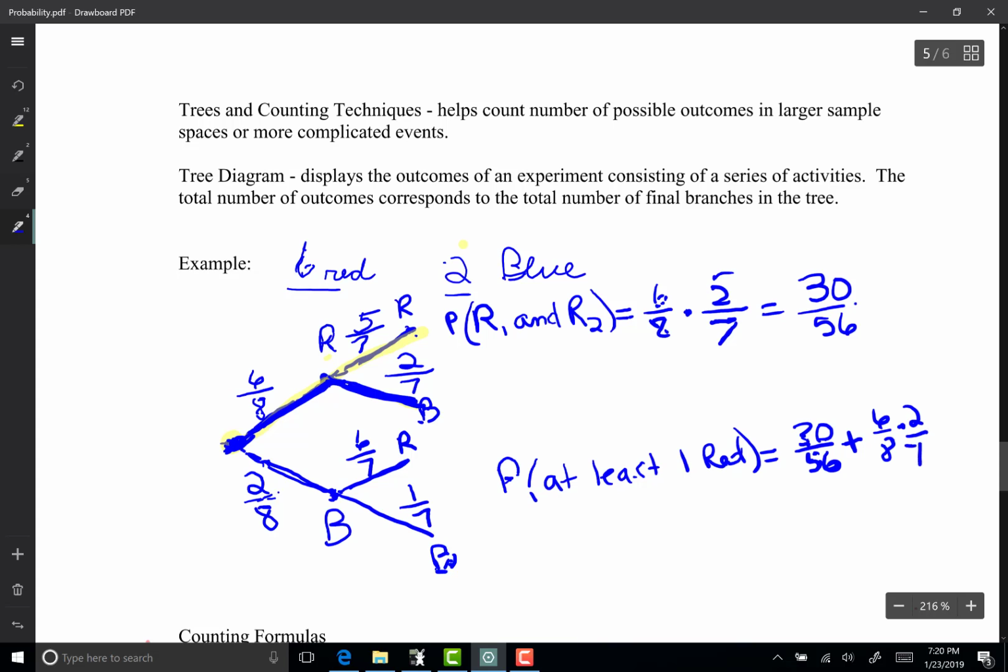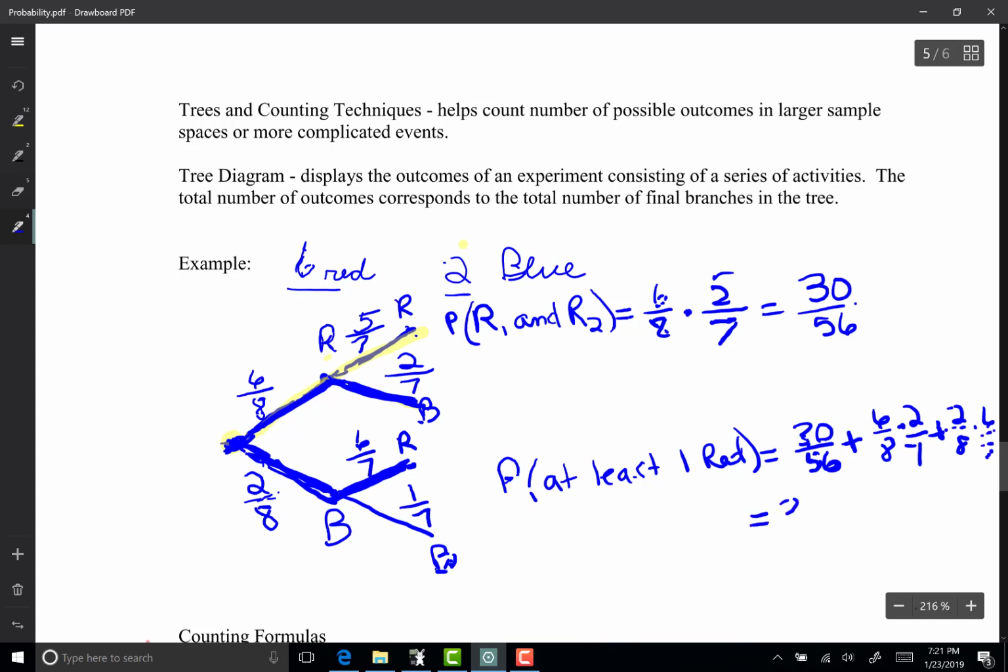Okay? Or we could get a blue on the first draw and a red on the second. Okay, so because that's an or, we do plus. But this pathway is blue on the first, red on the second. We need to multiply. So we have 2/8 times 6/7.